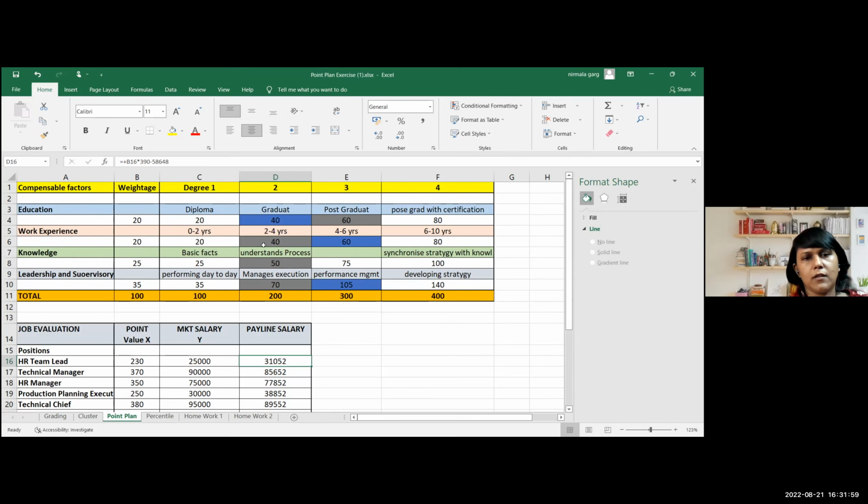It does not mean that I take everything in this vertical all in a row. I can take 20 from here, I can take 40 from here, and I can take 50 from here. I can take 105 from here, depending on the requirement of that compensable factor as per the job. Very clear? So I'm assigning the degree, that is the intensity of the compensable factor required as per the job. So it gives me that flexibility and also objectivity.